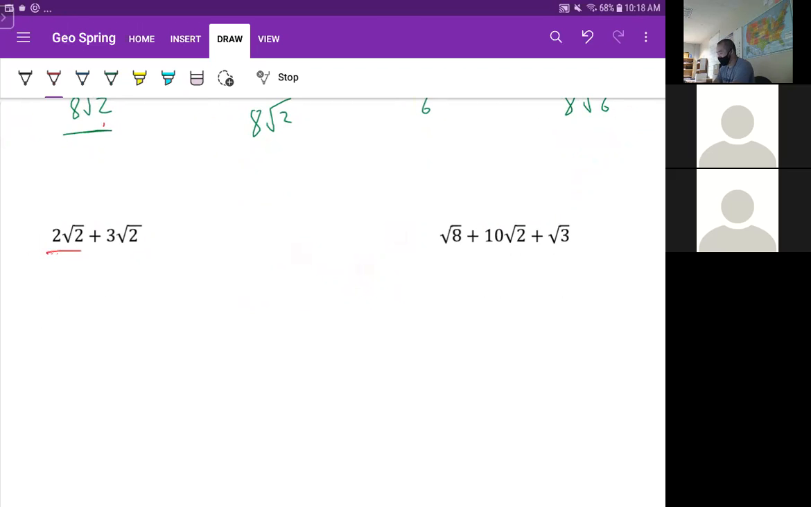There's 2 square roots of 2 here, and then there's 3 square roots of 2 here. So that's like if you had 2 apples and 3 apples, but instead of apples, you have square roots of 2. You have 5 apples, right? So here, you have 5 square roots of 2.